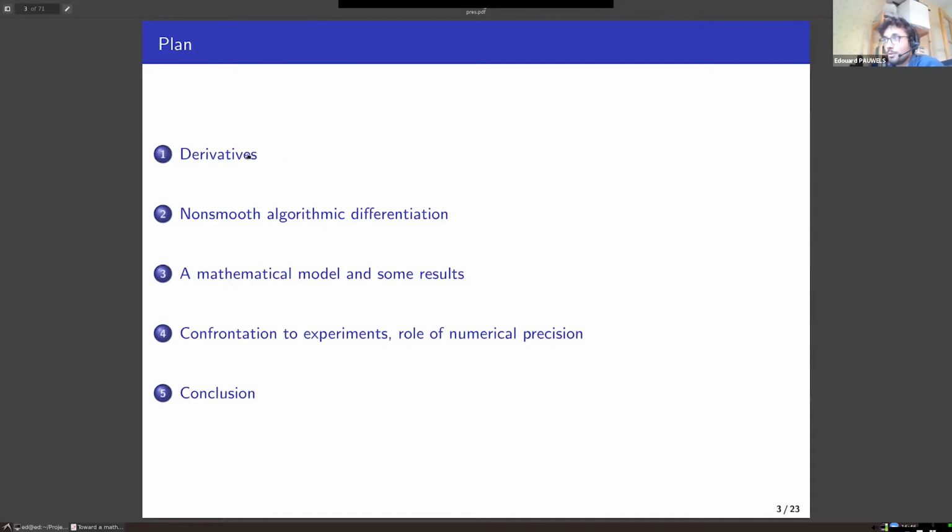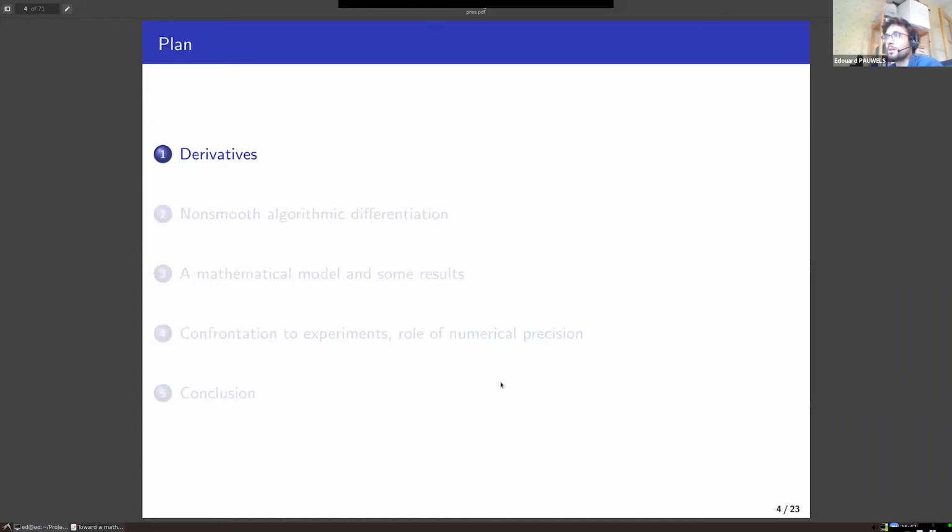That's the plan. First, I will wrap up notions of derivative and how they occur in AI. Then I will talk about non-smooth algorithmic differentiation and explain why it induces some spurious behavior, some artifacts. Then I will present a mathematical model which describes those artifacts and some results related to numerical optimization and learning. And I will finish with some experiments. Okay, so let's start with derivative.